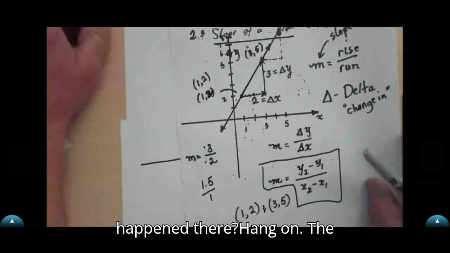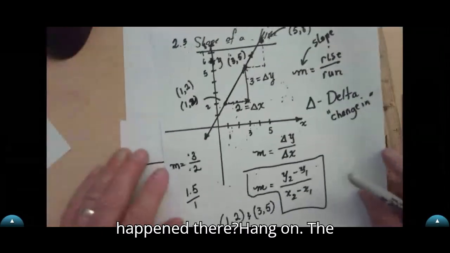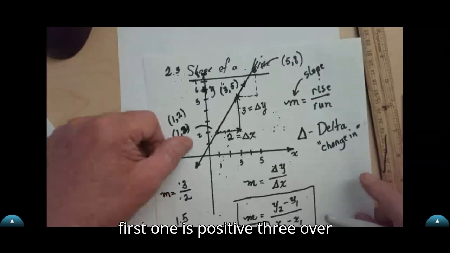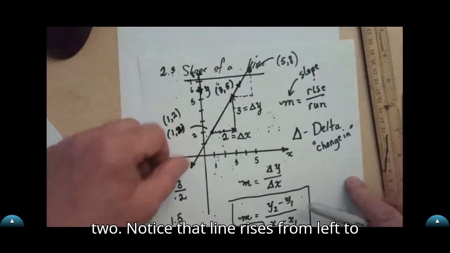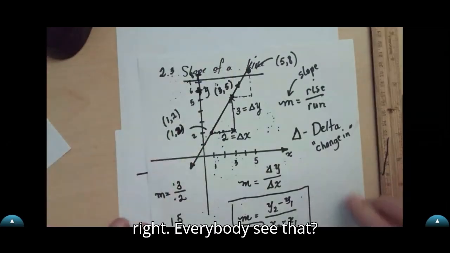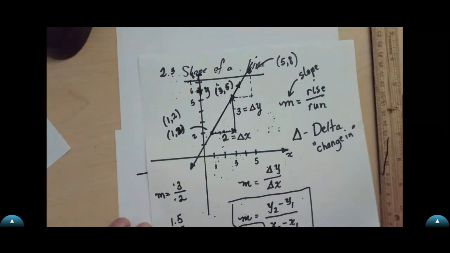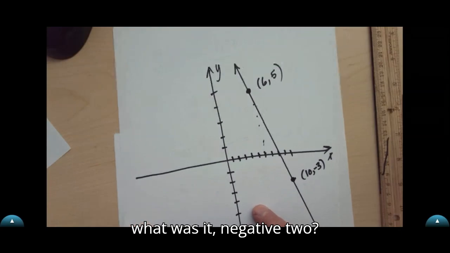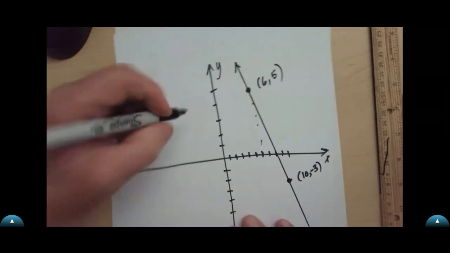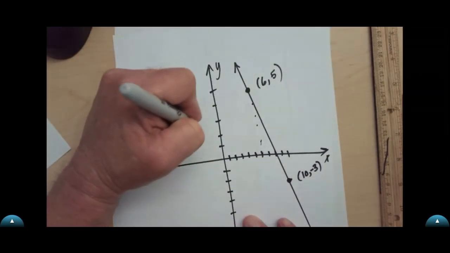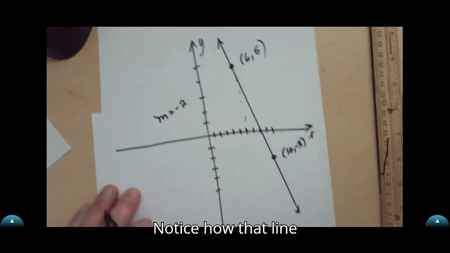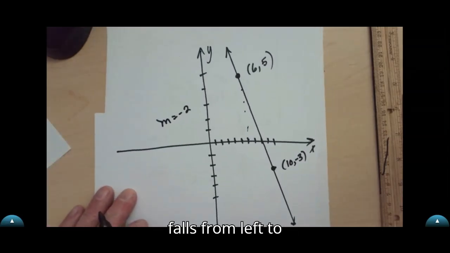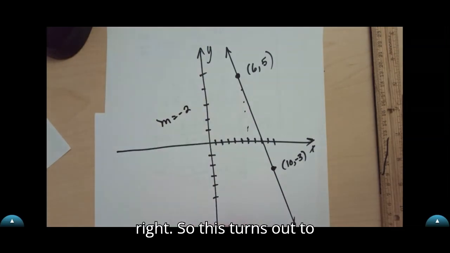Oh, what happened there? Hang on. The first one is +3/2. Notice that line rises from left to right. Everybody see that? The slope of this line turned out to be, what was it, -2? I think it was -2. Notice how that line falls from left to right.